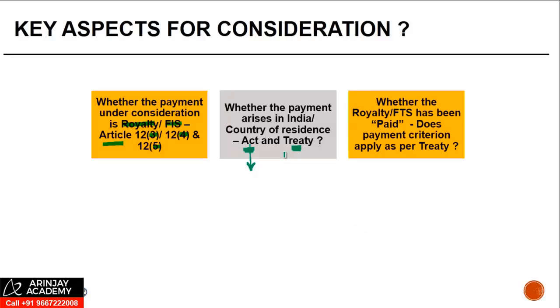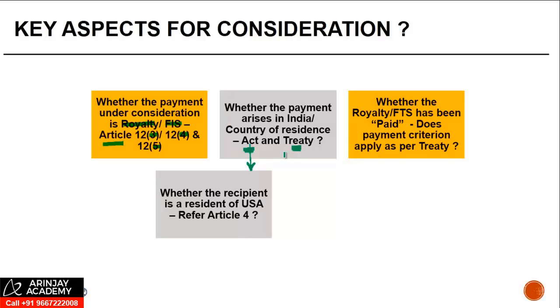Third, whether the royalty or FTS has been paid. Because like I told you, if it has been arising but not paid, the tax liability technically in the hands of the non-resident may not arise. Now it's a different and a debatable question whether the withholding tax has to be applied at the time of credit or payment, right? But from a taxability perspective of the non-resident, unless and until the payment is made, the tax liability is not triggered.